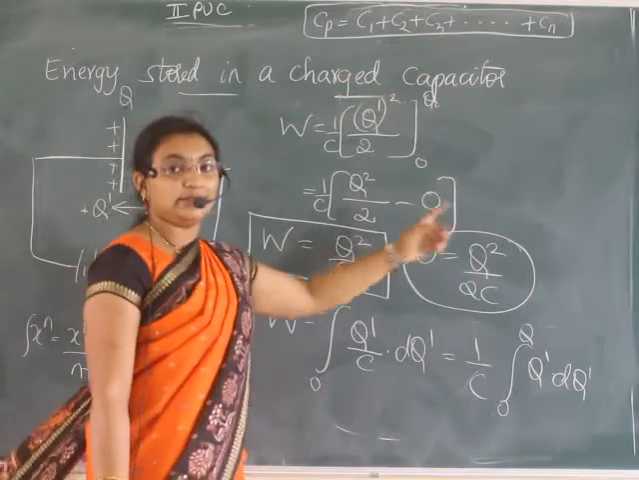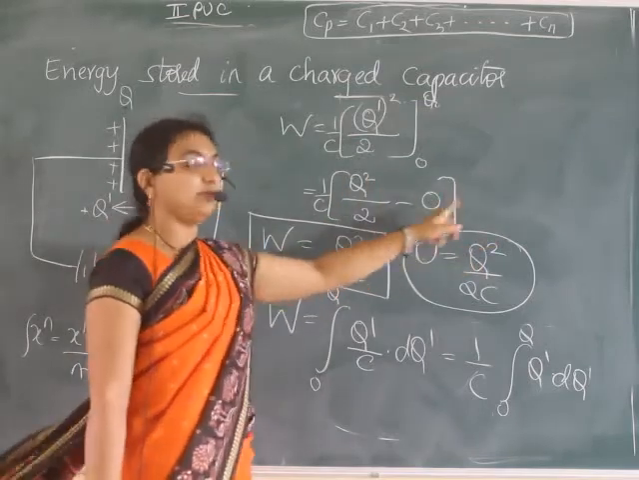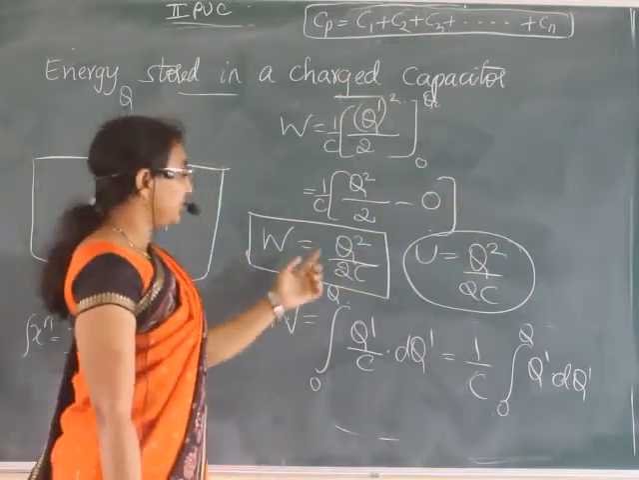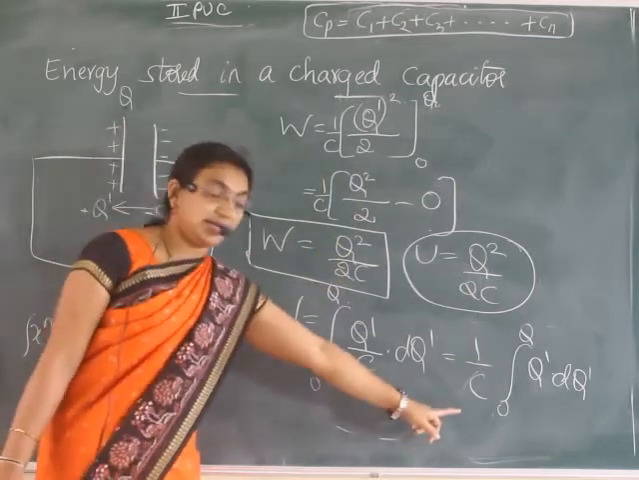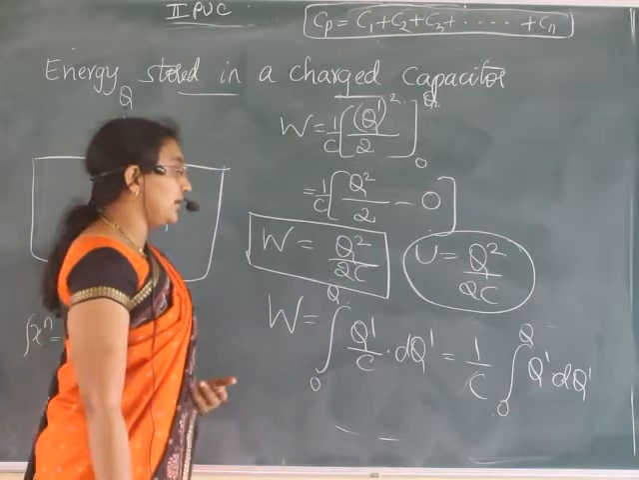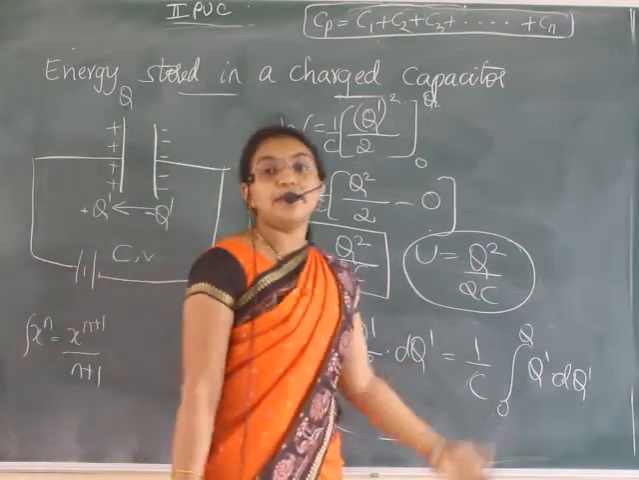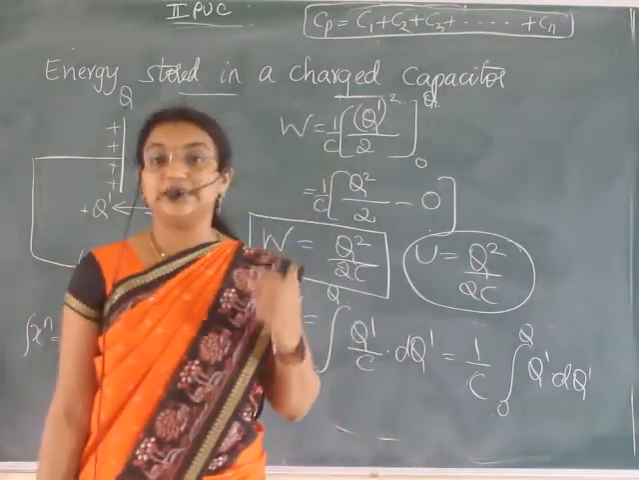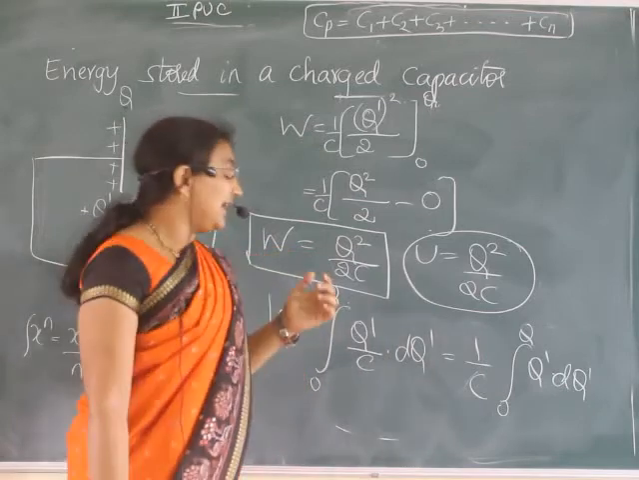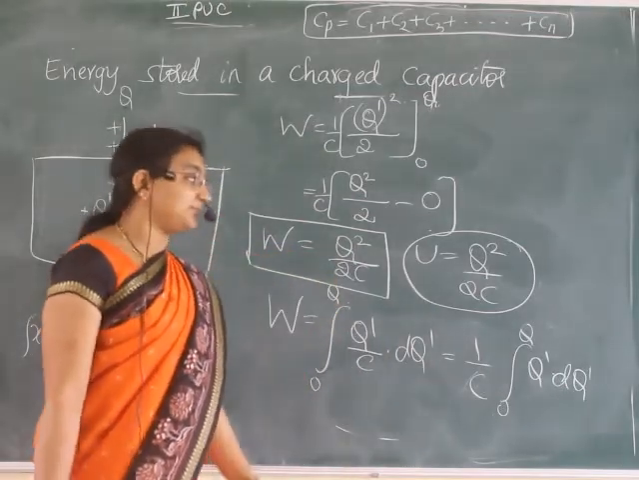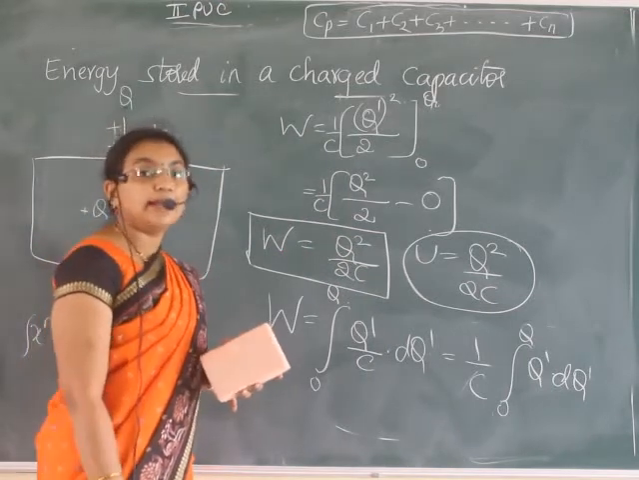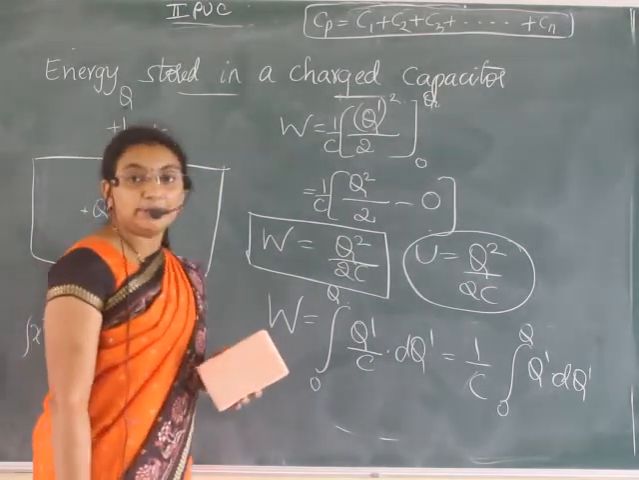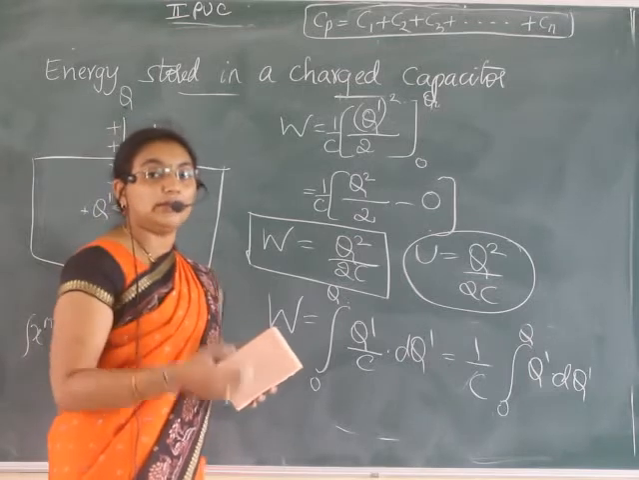Upper limit minus lower limit. So q square by 2 minus 0, that is q square by 2c. This c is constant which we have taken outside. So therefore W is equal to q square by 2c. This work done is stored in the form of energy in the capacitor. So therefore I can say U is equal to q square by 2c. Very, very important derivation for 3 marks.